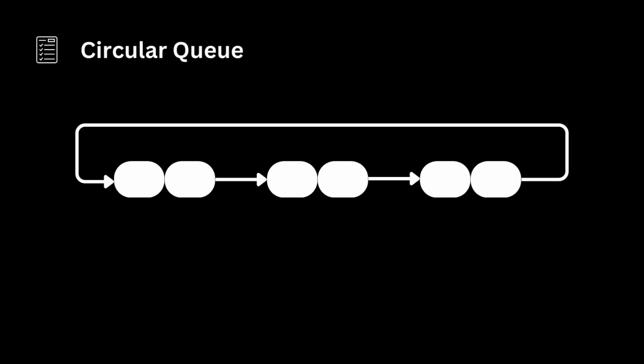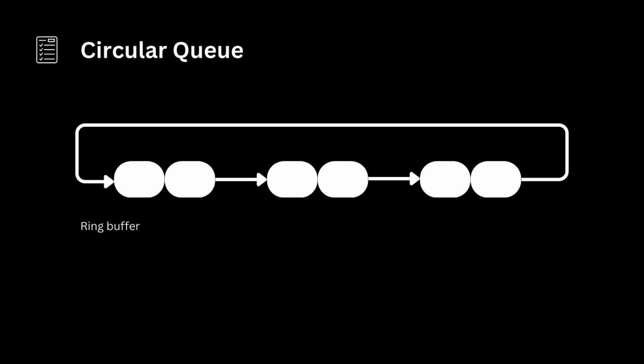In a circular queue, all the nodes are arranged in a circular manner. It resembles a linear queue, but the last element of the queue is connected to the first element, creating a circular structure. A circular queue is also known as a ring buffer because all ends are connected to one another. The drawback of a linear queue is overcome by using a circular queue.